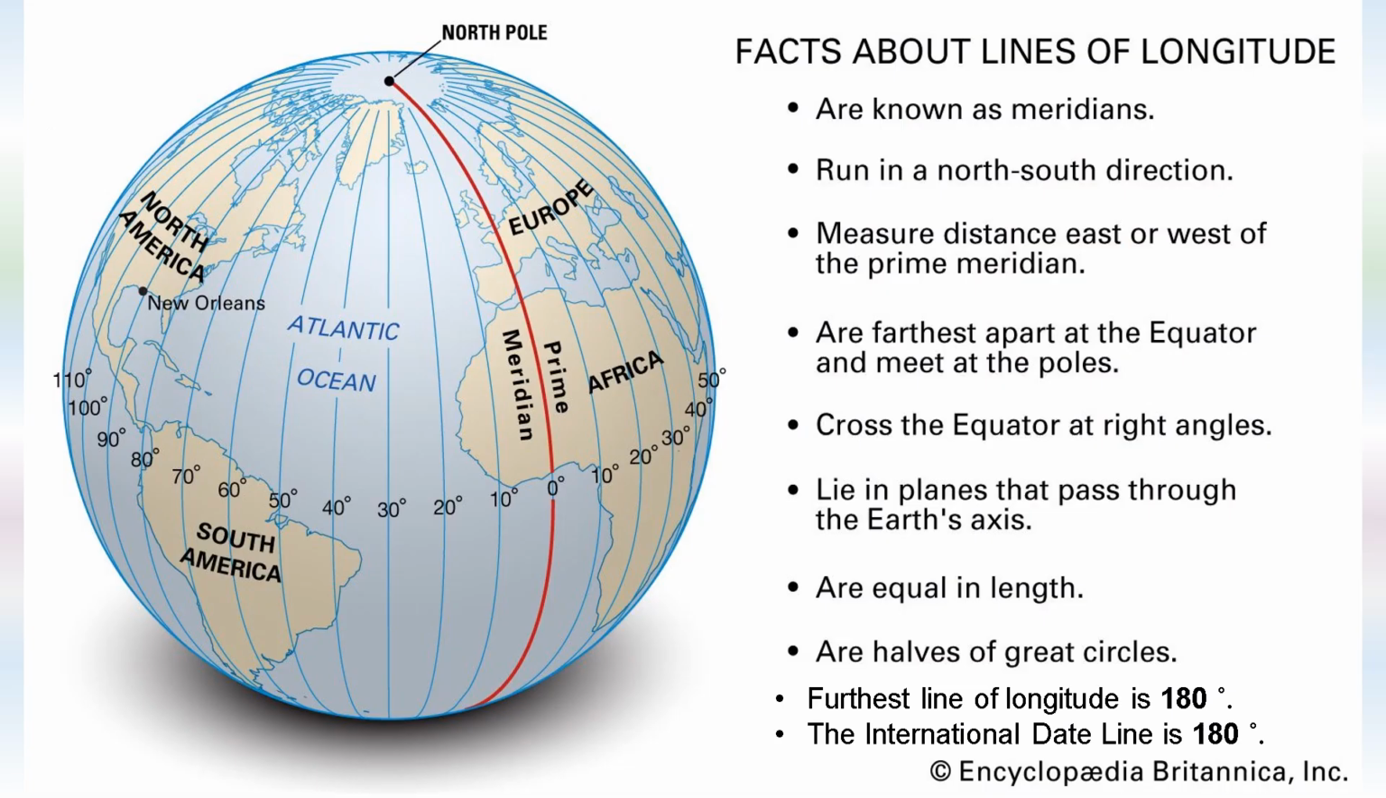Now, just a little bit more facts about longitude. The lines of longitude are known as meridians. They run from north to south. They divide the Earth into the eastern hemisphere and the western hemisphere. They are equal distance to each other. You could see you have 10 degrees, 20 degrees, 30 degrees. So if we go to the east, it is 10 degrees east, 20 degrees east. If we go to the west, it is 10 degrees west, 20 degrees west. The furthest line of longitude is 180 degrees, and it's called the international date line.